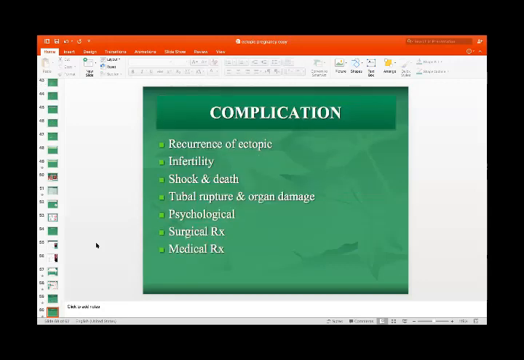What are the complications of ectopic pregnancy? There will be recurrence of the ectopic, infertility. You may have infertility, tubal rupture which may lead to organ damage, psychological upset, or complications of the surgical treatment. So these are the complications.